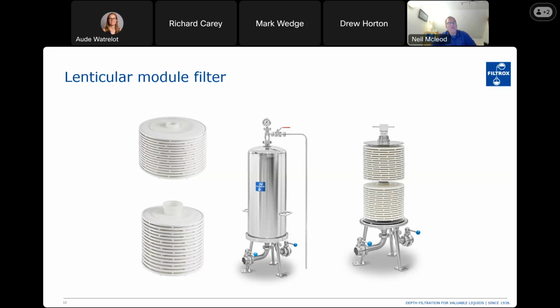A good example: the larger lenticular modules measure 16 inches in diameter, and they form with 16 cells, which gives us a height of about 10 inches. And in each of these modules, we can get 38 square feet in one module. So if you were to look at having one module and having a similar 40 by 40 filter press, you'd have to have 26 filter sheets just to equal one module.